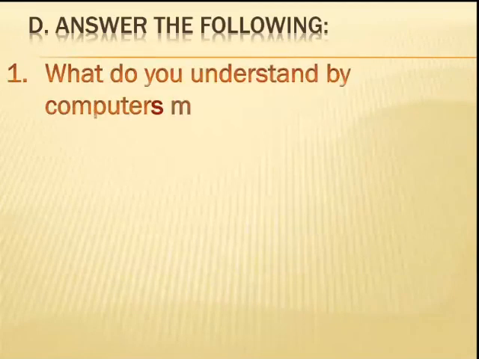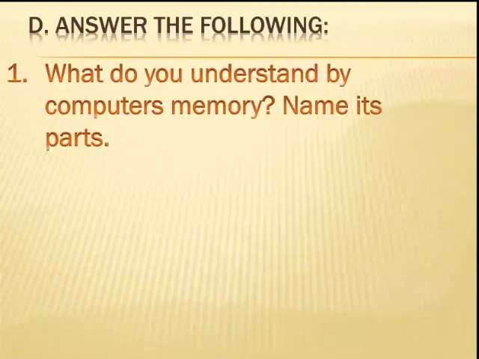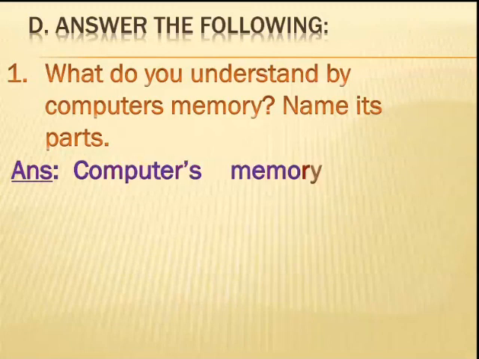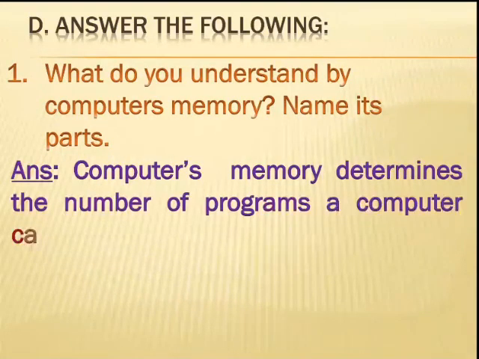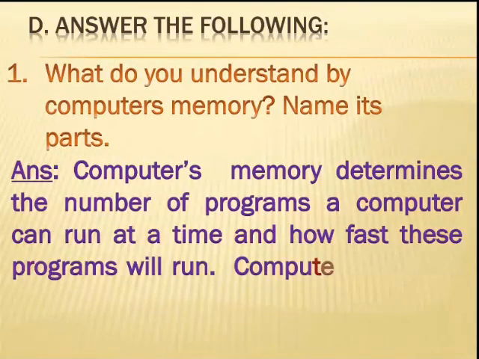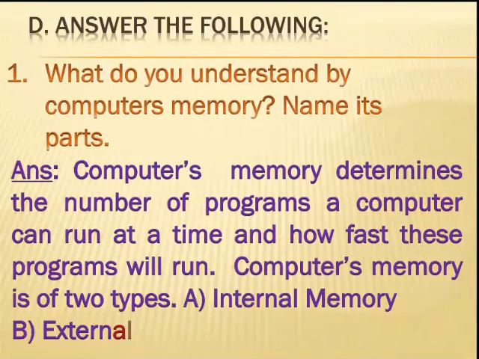Next is, answer the following. First one: what do you understand by computer's memory? Name its parts. And the answer is, computer's memory determines the number of programs a computer can run at a time and how fast these programs will run. Computer's memory is of 2 types: A. internal memory, B. external memory.